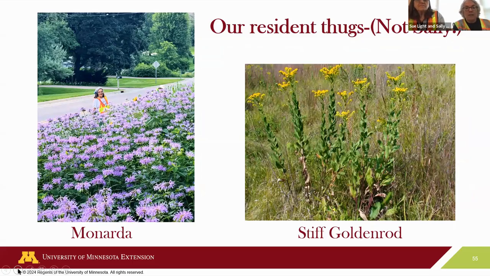We have some thugs. This has been mentioned before, and this is what happens after a few years. Monarda and stiff goldenrod have been taking over, and we spend a lot of time pulling the monarda out by the roots, or at least removing their seed heads. Same with stiff goldenrod.